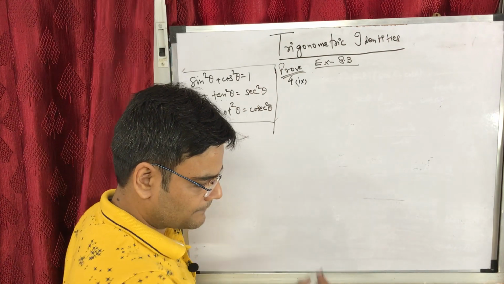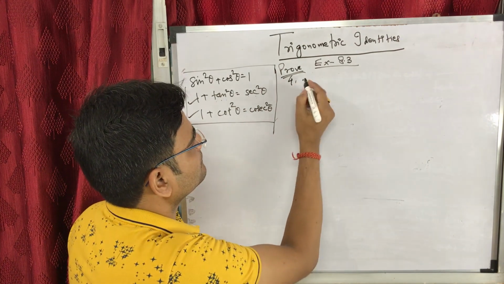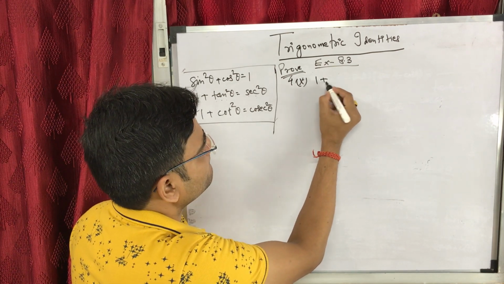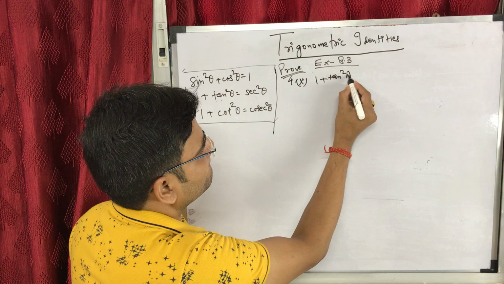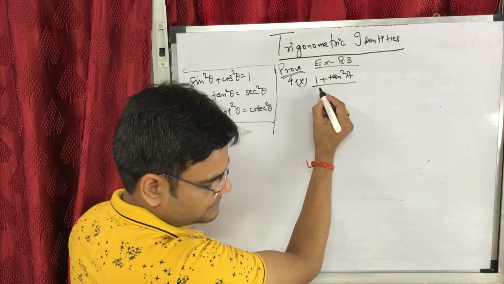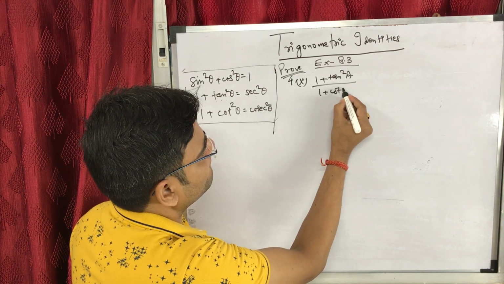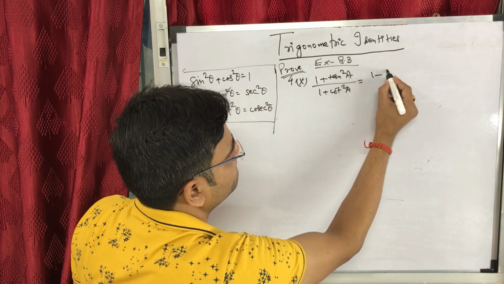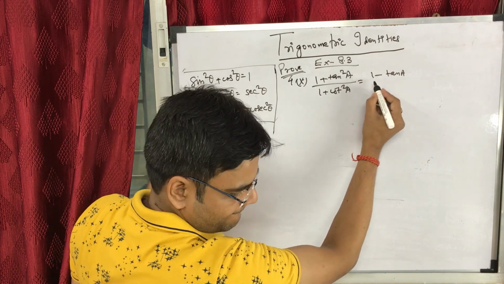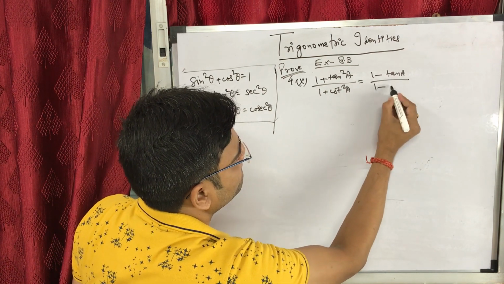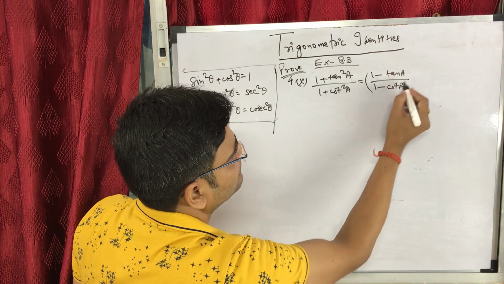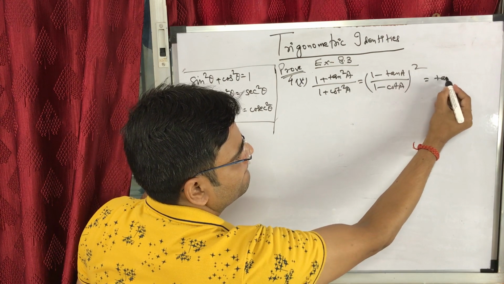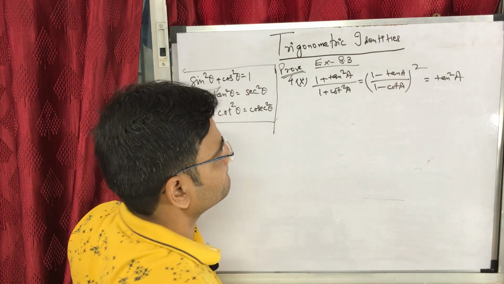So the next one is the last one, that is the fourth, number 10. (1 plus tan square A) by (1 plus cot square A) equals to ((1 minus tan A) by (1 minus cot A)) whole square, equals to tan square A.